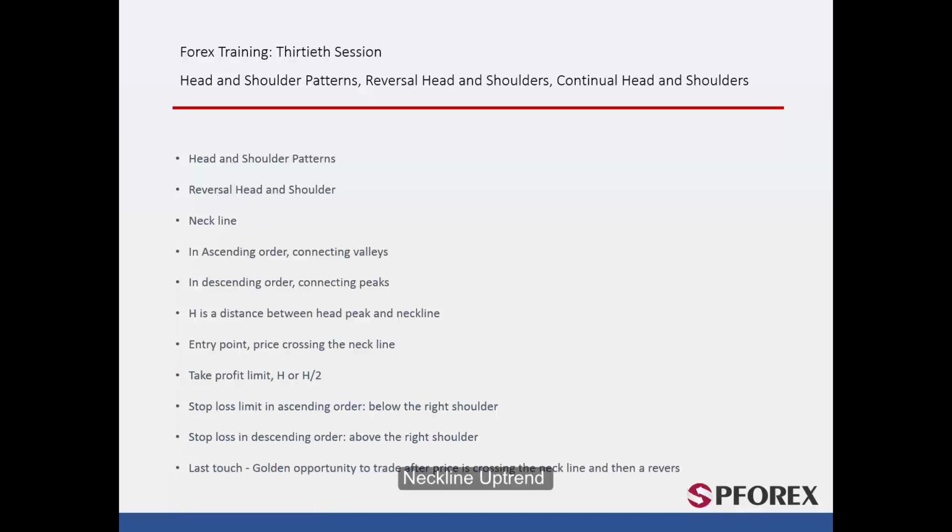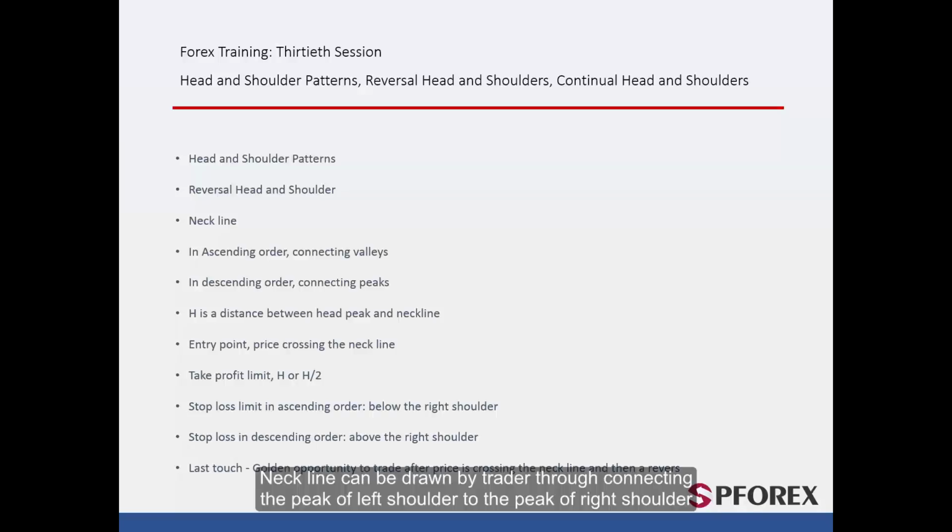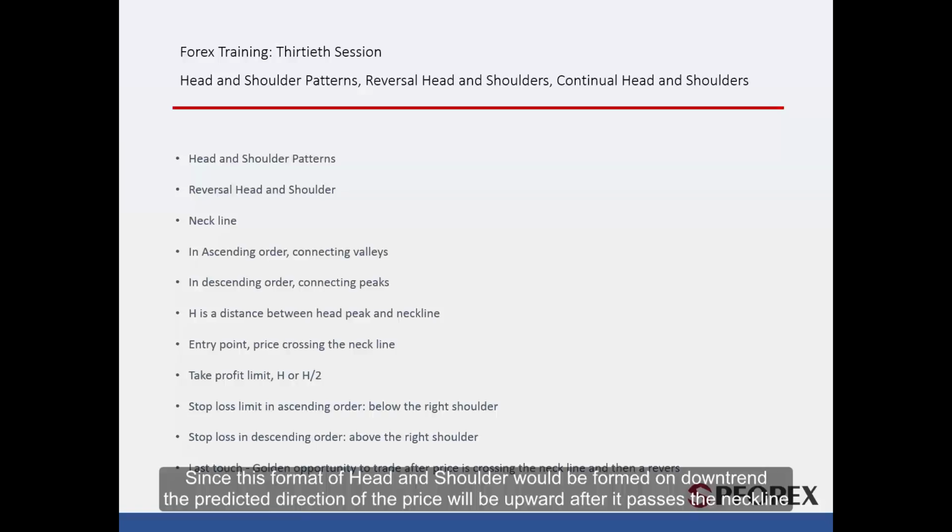Neckline uptrend. Again, neckline can be drawn by a trader through connecting the peak of the left shoulder to the peak of the right shoulder. Left peak is between left shoulder and head, while right peak is between head and right shoulder. Since this format of head and shoulder would be formed on a downtrend, the predicted direction of the price will be upward after it passes the neckline.